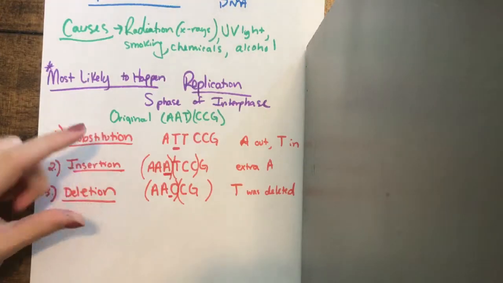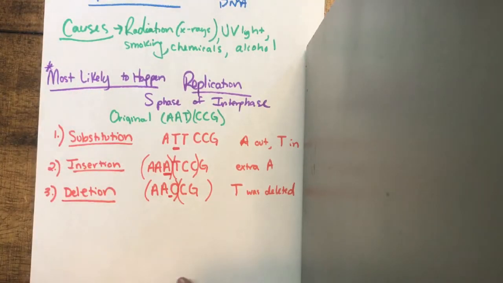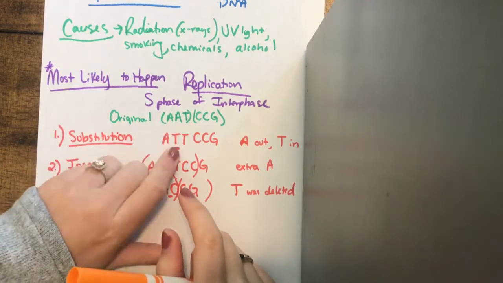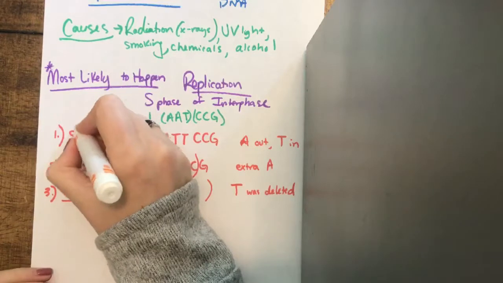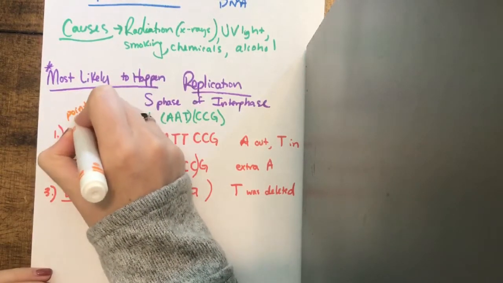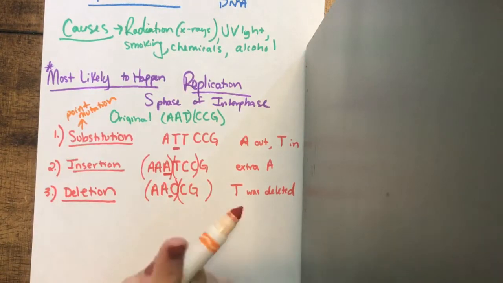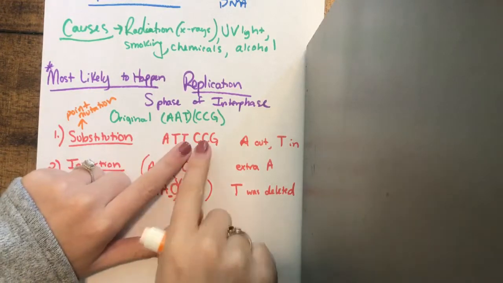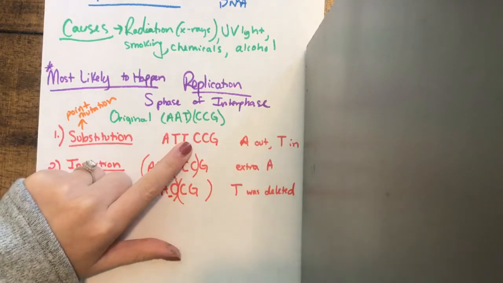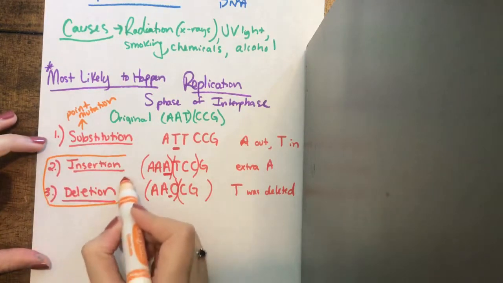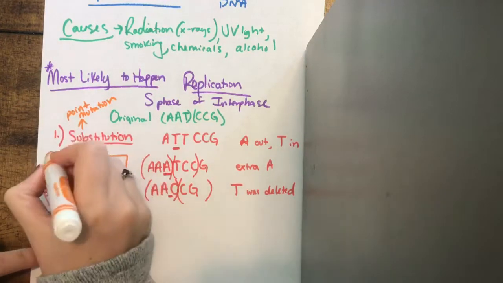So remember, substitution, you're substituting just like if you're playing a football game or basketball game. If one player goes out, one goes in. So the T was put in and that A was taken out. This is also called a point mutation, and that's because only one point is changing. None of the other amino acids are going to change down the line. Insertions and deletions, though, these are called frame shift mutations.